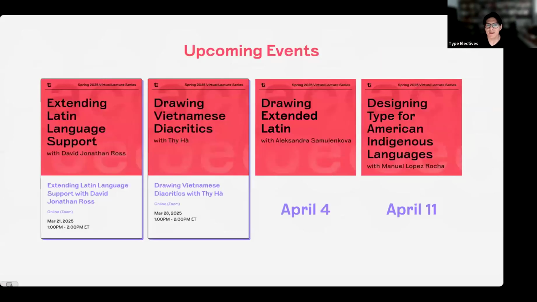type design. These are the 4 events that we're doing this season. Last week, we talked with David Jonathan Ross about extended language support. Today, we'll be talking with Tiha about drawing Vietnamese diacritics. And in the upcoming weeks, we'll be talking about drawing extended Latin with Alexandra Samolenkova. And then designing type for American Indigenous languages with Manuel Lopez Rocha.